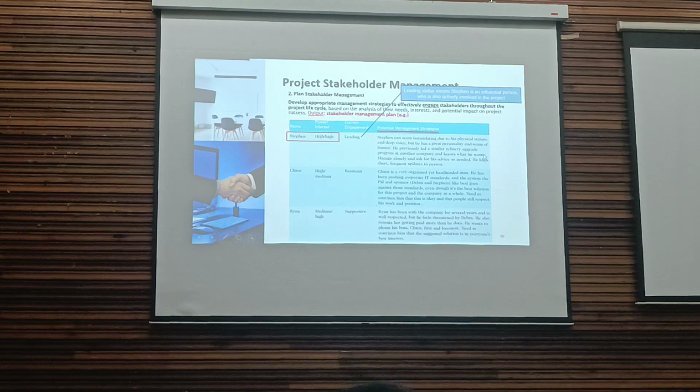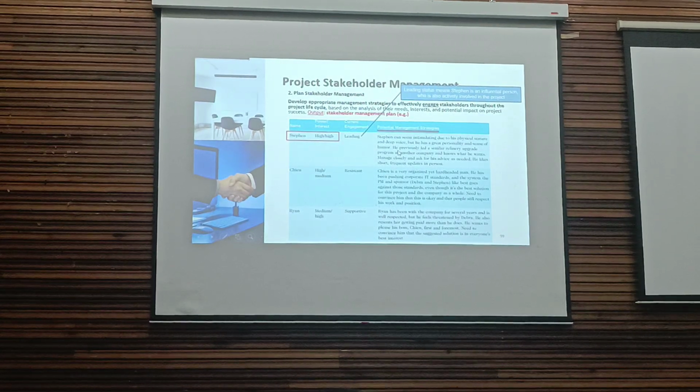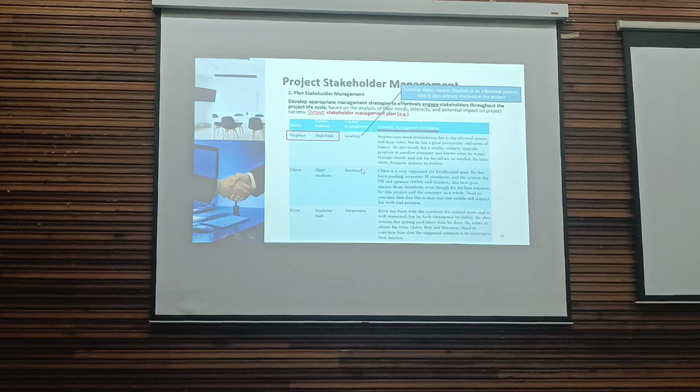And this part tells you about this person. You have to understand, you have to know about this person. Stephen can be seen as intimidating due to his physical stature and deep voice. Okay, but he has a great personality and sense of humor. He previously led a similar refinery upgrade program at another company and knows what he wants. Manage closely and ask for his advice as needed. He likes short, frequent updates in person.